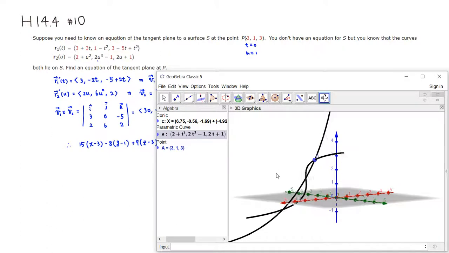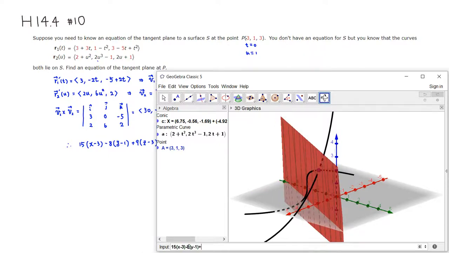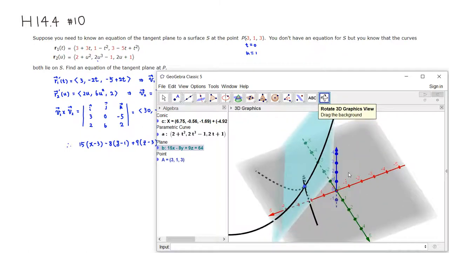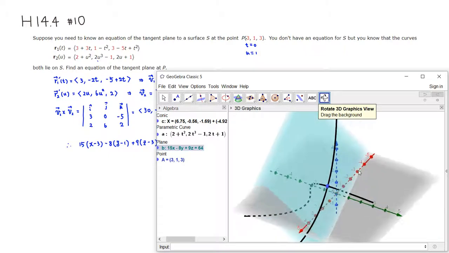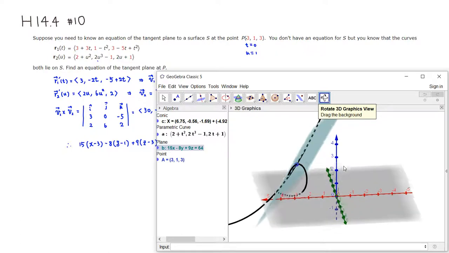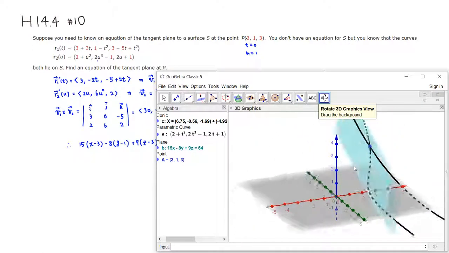Then what we want to do is come up with the tangent plane. The plane we came up with is 15(x minus 3) minus 8(y minus 1) plus 9(z minus 3) equal to 0. Let's see if it looks right. You can see that the plane we came up with touches both curves at the point (3, 1, 3). So it looks like we have the correct tangent plane. That's it. I hope that this was clear.